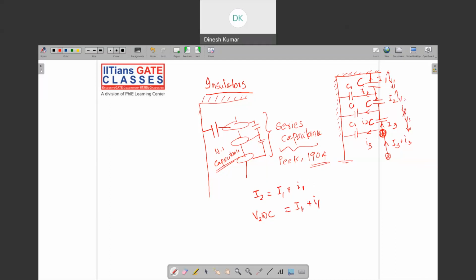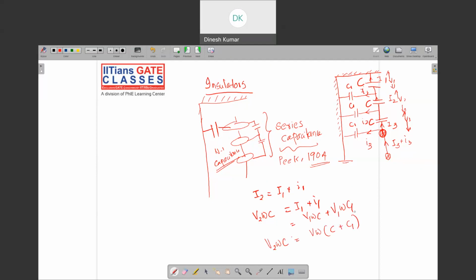So that means V2 omega C is I1, which is basically V1 omega C plus this I1. So that will be V1 omega C1, right? If we check here, this point is also having the same potential, right? This is almost connected in parallel, right? So V1 omega C1. So that means V2 omega C is basically, if I check here, V1 omega into C plus C1, right? This is V1 omega C plus C1.